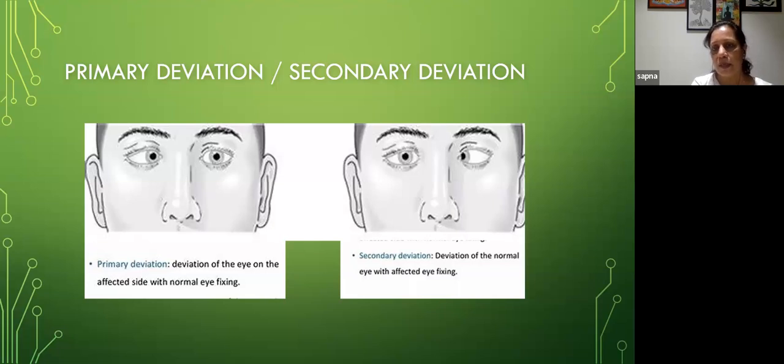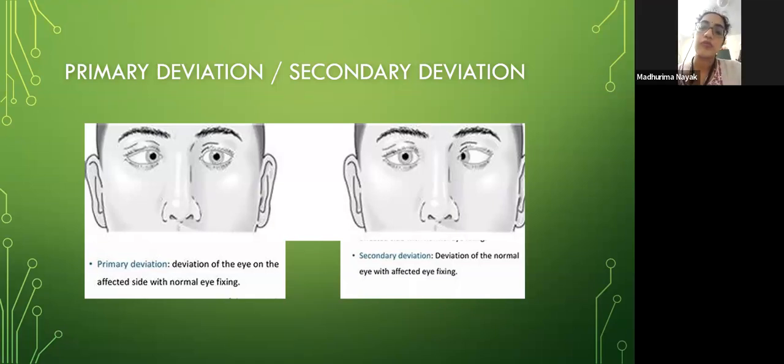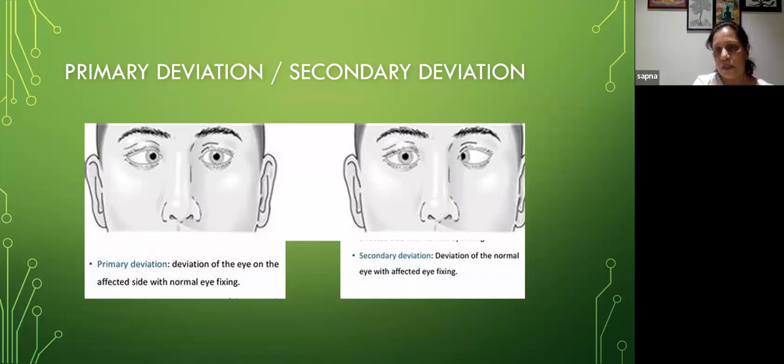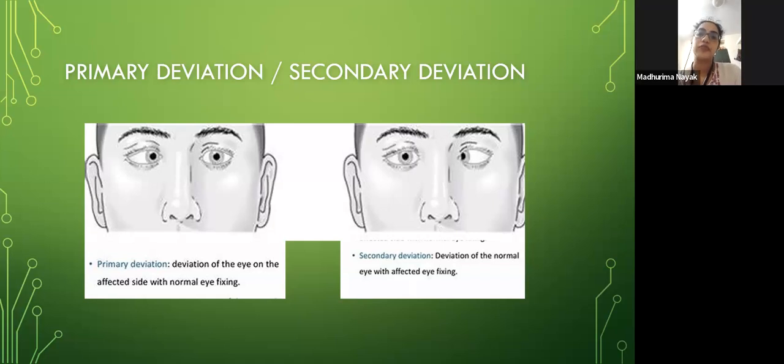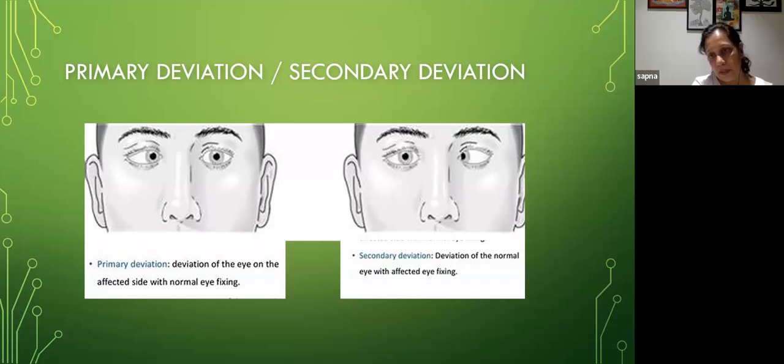There won't be a cover test, uncover test, or prism bar cover test. There won't be much movement. But now when you make the patient fix with the right eye, which is the deviating eye, according to Hering's law there will be excess innervation going to the left eye. That will produce an excess of deviation. That becomes the secondary deviation.